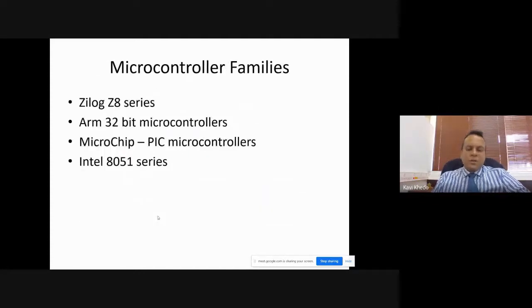Okay, so this was in terms of architecture. Now you have different families of microcontroller. I'm not talking about the specific brand like Arduino, Raspberry Pi, or whatever, but this is about the microcontroller. It's the brand for the microcontroller. For example, one of the popular Intel processors that we use is the Intel 8051 series, and many microcontrollers have used this particular family. It's based on this particular family. Otherwise, you have ARM32, you have Zilog Z8 series. So you have different families of microcontrollers.